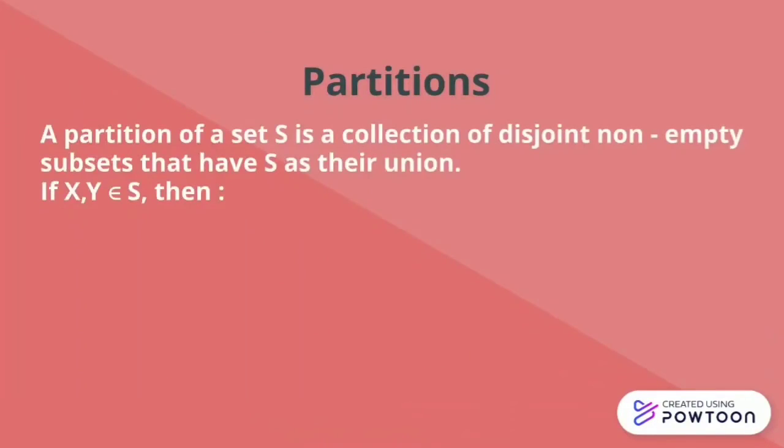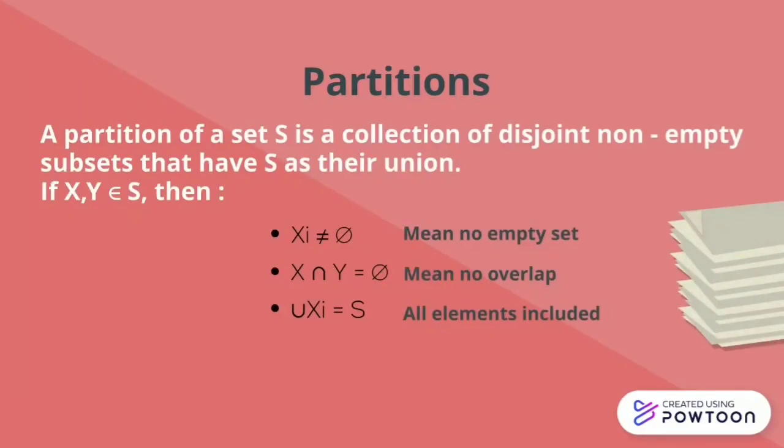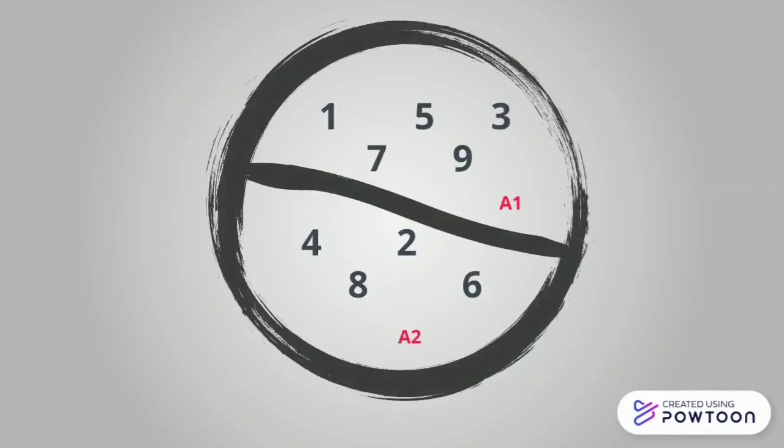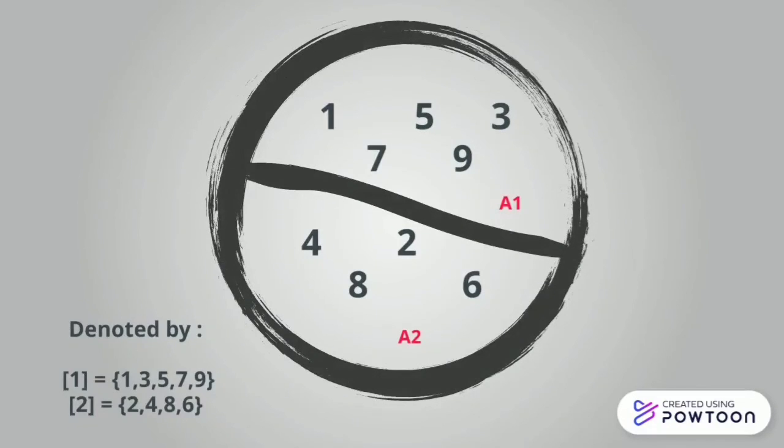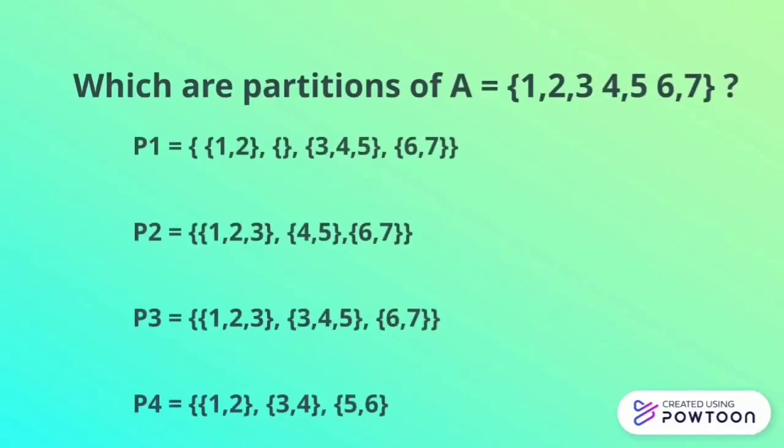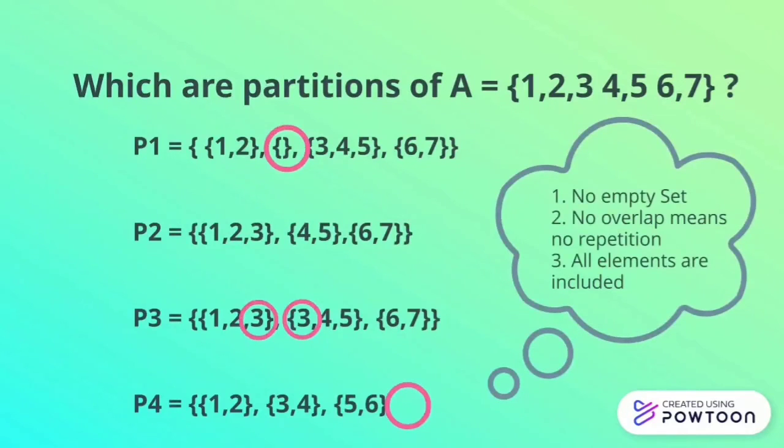Partition. A partition of a set S is a collection of disjoint, non-empty subsets that have S as their union, where it means there must be no empty sets, there must be no overlap, and all elements are included. The partition shows odd numbers and even numbers that are denoted by A1 and A2. From the question and options available, the answer is P2 because there is no empty set, there is no overlap, meaning there is no repetition, and all elements are included.